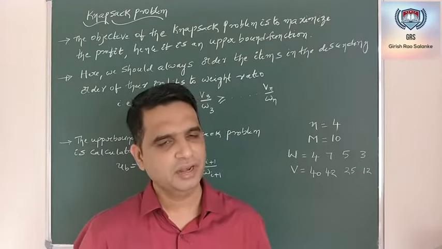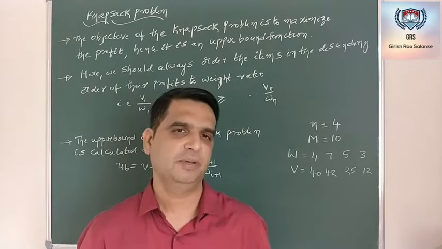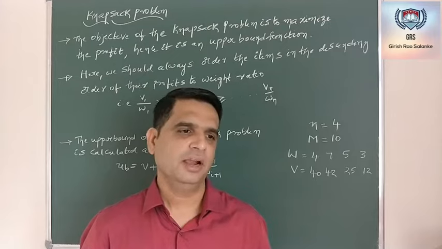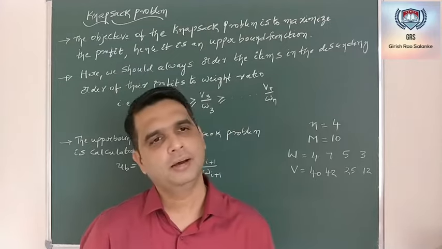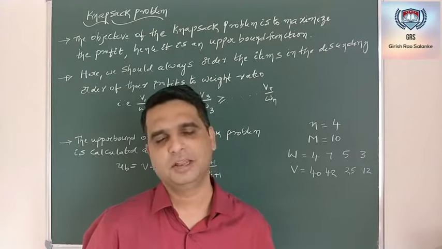But note that even in the case of branch and bound, similar to backtracking, we construct the state space tree, and with the help of the state space tree, by traversing it in both the BFS way as well as the DFS way, we find the optimal solution.